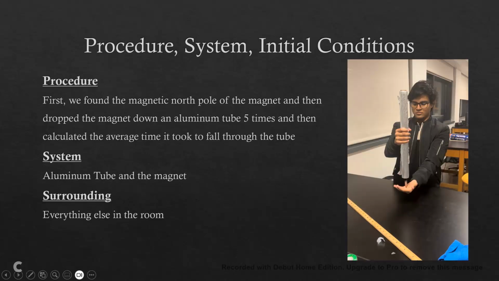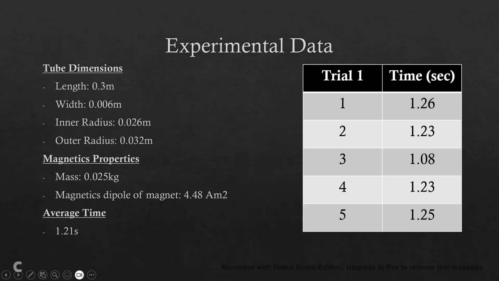The bar magnet acted as a dipole. For the procedure, first we found the magnetic north pole of the magnet, then dropped the magnet down an aluminum tube 5 times and calculated the average time it took to fall through the tube. As you can see on the right side, this is a real life demonstration of the experiment. Our system is the aluminum tube and the magnet, and the surroundings are everything else in the room.